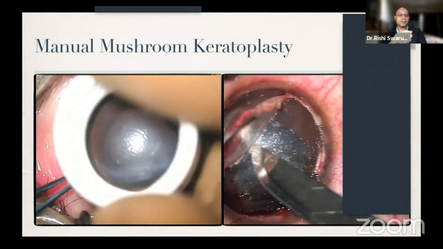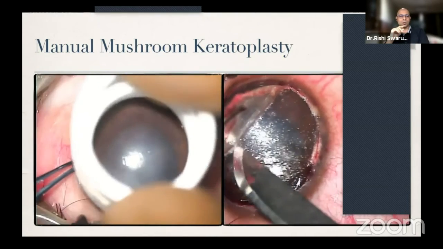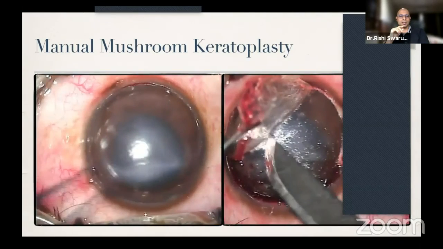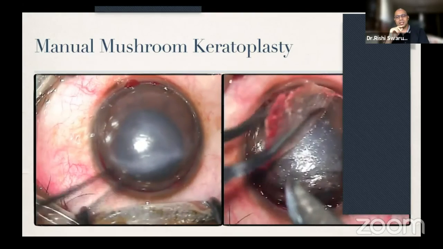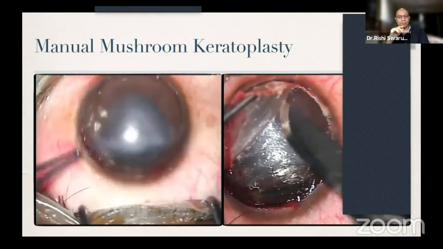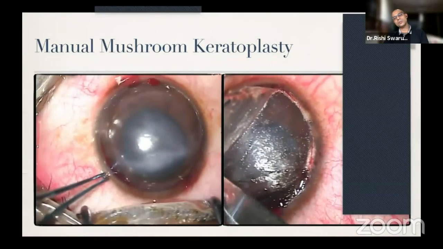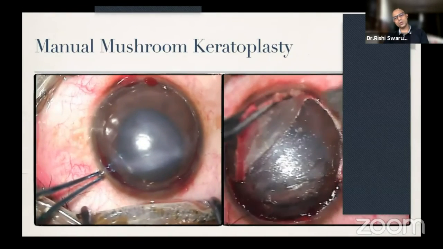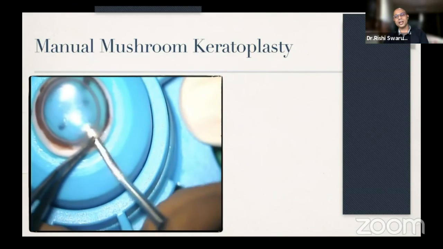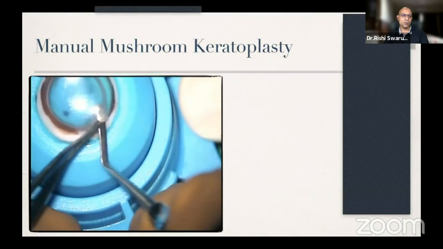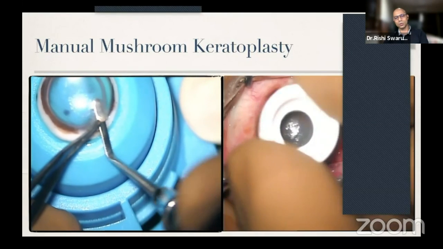So I did something different, which was a split mushroom graft, which was done manually. So I did a large diameter anterior stromal trephination, and I essentially dissected the anterior stroma off layer by layer, as you can see in this video. And once the anterior stroma was taken off, a large chunk of it, I decided to do a central endothelial graft within that. So I took a donor cornea, mounted it in an artificial anterior chamber, and did the dissection like I would do for a DSEK.